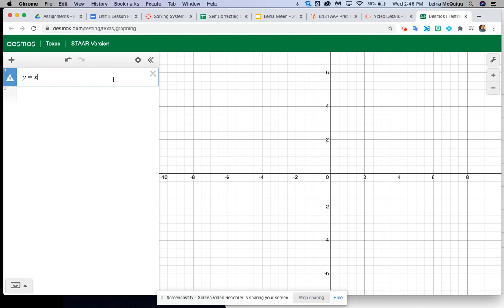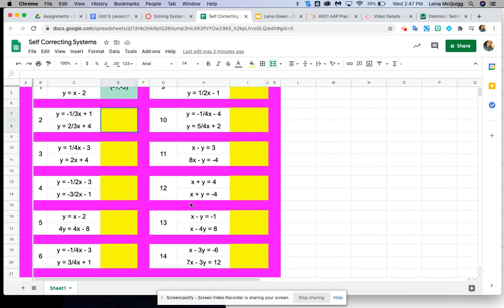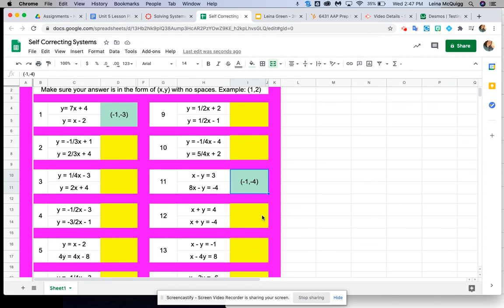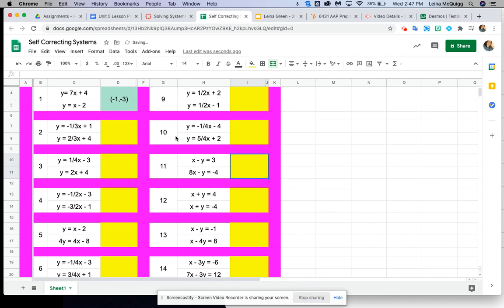All right, so let's go ahead and type these in. Y equals x minus 3. Y equals 8x plus 4. These two lines cross at -1, -4. So right here, I'm going to put in -1, -4. Make sure you put the parentheses around the numbers, otherwise it's going to tell you it's wrong. Okay? All right, so I'm going to let you guys do the rest of these by yourself. Remember, they'll turn green if you got it right, so you can check yourself as you go.